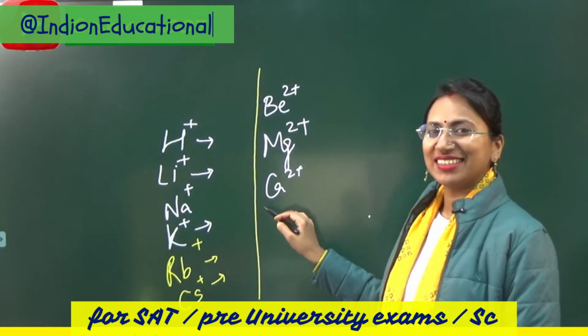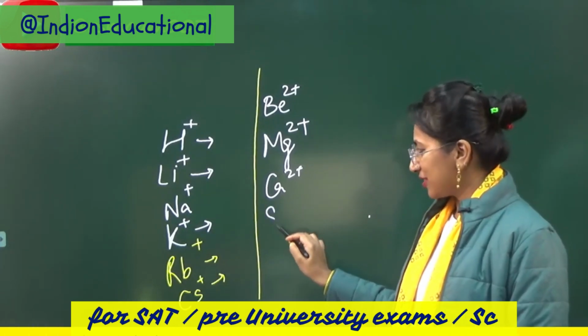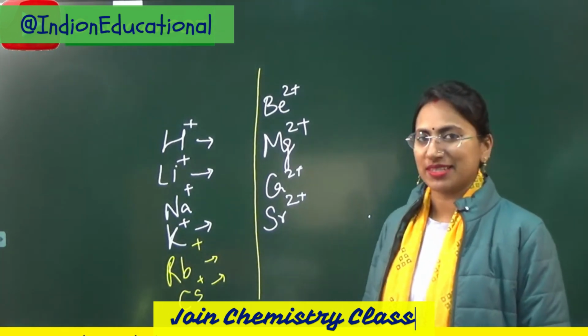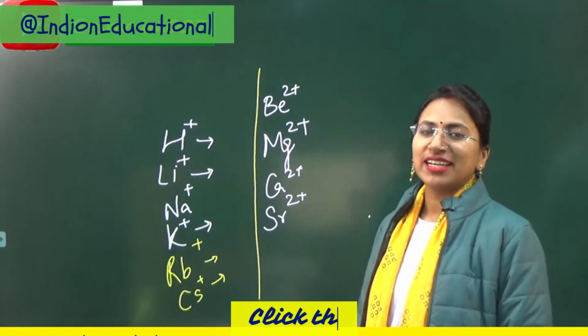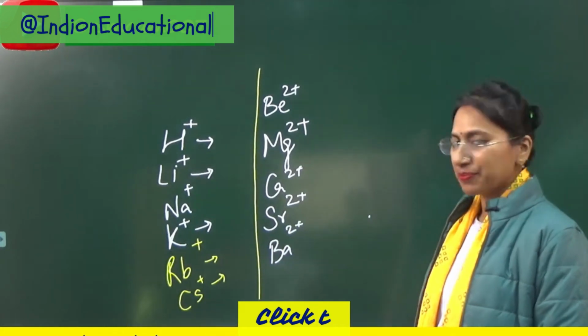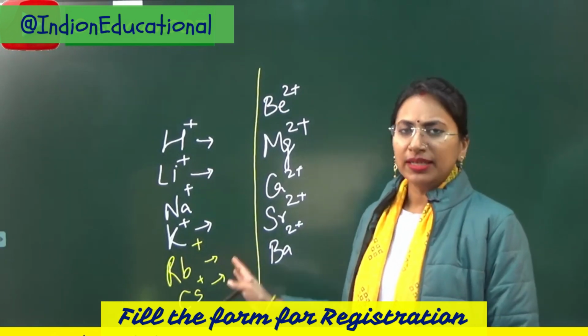Great. Next one? Sr2 plus, strontium ion. Strontium, you can pronounce it like that. All right. Next cation? Ba2 plus, barium ion. Very nice. Till this I think we have covered in our last class.